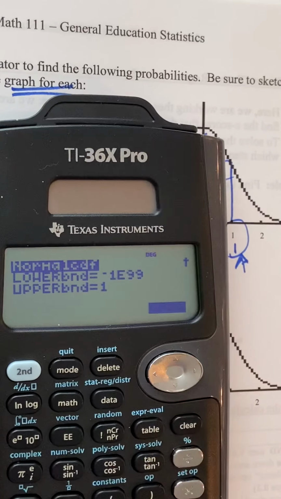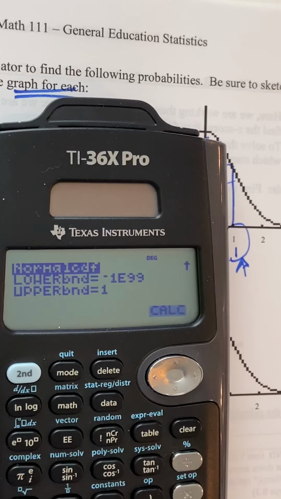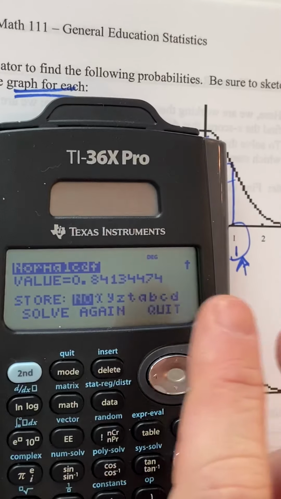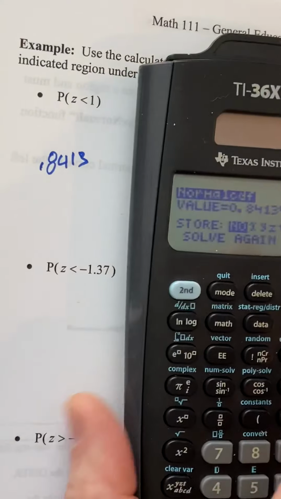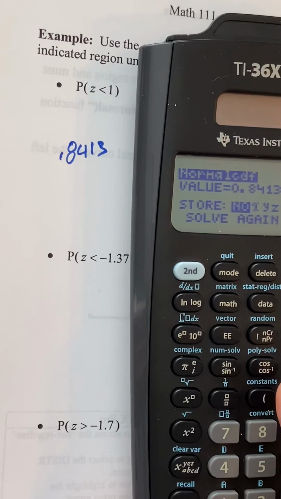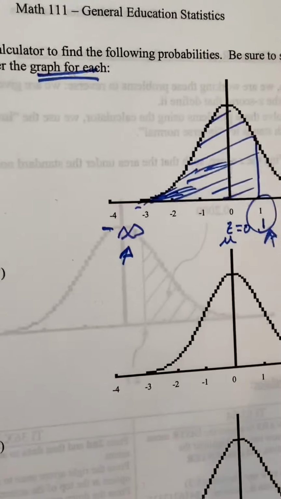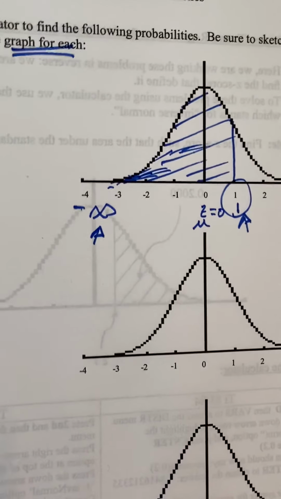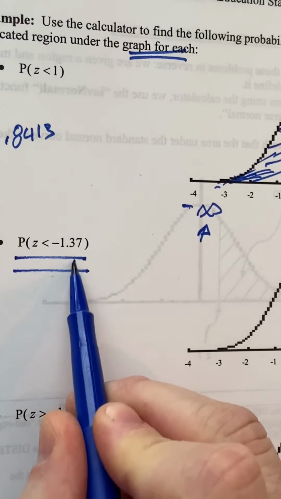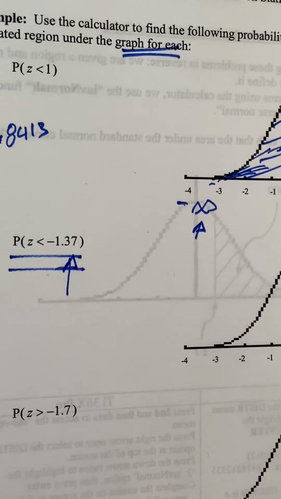We scroll down to calculate, and we'll find the area between negative infinity and 1, or to the left of 1. 0.8413. That's exactly what we got when we used our chart. 0.8413. Let's do another one. Let's find the percent area for problem 2. We want left of a z-score of negative 3.7.